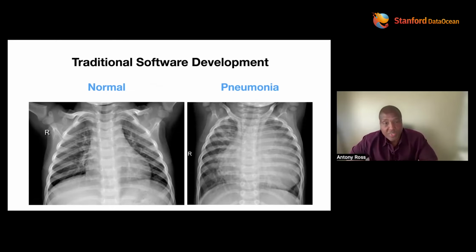How in the world would you code a machine to tell the difference between a normal chest scan and someone with pneumonia or someone with COVID? What rules would you write? If it's from a different hospital, they may have a logo on it. There may be different contrast. How would you code this problem?